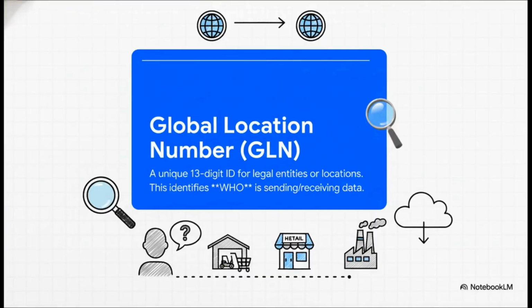First up, the Global Location Number, or GLN. This is simple. It's the who. It's a unique 13-digit ID that identifies a specific company, a warehouse, or even an individual store. It's like a unique business address for every player in the supply chain.